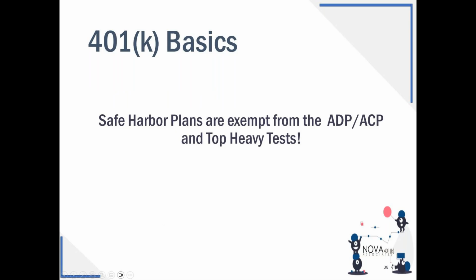So you might look at that ADP test and that top-heavy test and think, how is my plan ever going to pass those tests? And the IRS realized that that could be a problem. So there is a solution, and that is called a safe harbor plan. If your plan is a safe harbor plan, it will be exempt, considered an automatic pass on the ADP, ACP test and the top heavy test.